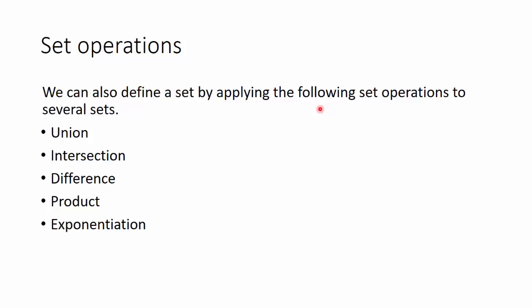The third way to define a set is by using set operations. And we can define a set by applying the following set operations to several sets. We can use union, intersection, difference, product, and exponentiation. Again, we will go through these 5 different set operations one by one.